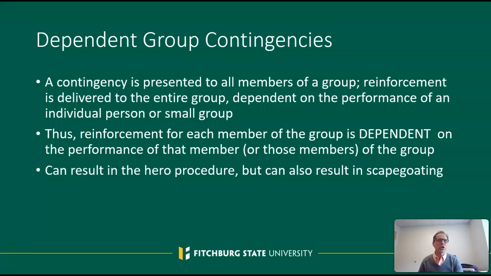Okay, so that's why it's a dependent group contingency. And we can see where this can result in something called the hero procedure, where if that table gets their work done, they're heroes for the rest of the class, right? Everyone else is like, yes, you got it done, and now we get an extra 5 minutes of recess. But we have to be careful because it can also result in scapegoating. What happens if one member or a couple of members of that table don't get their worksheet done? Now the entire class loses out on those 5 extra minutes of recess. You can understand how that could create some animosity towards members of that smaller group.